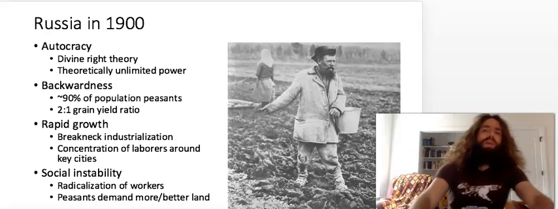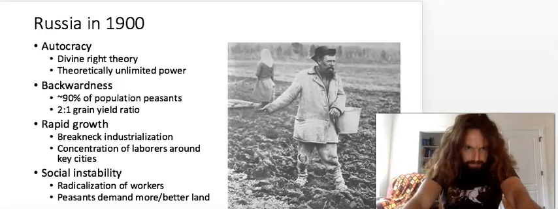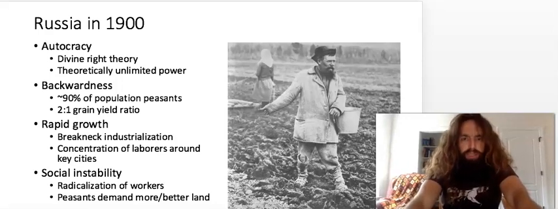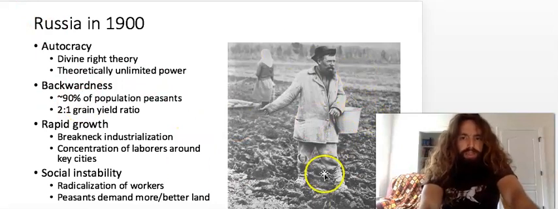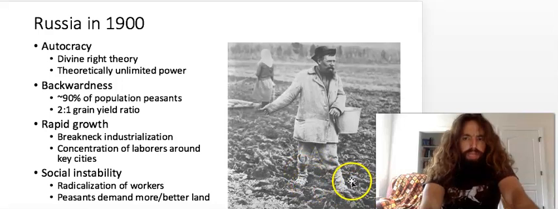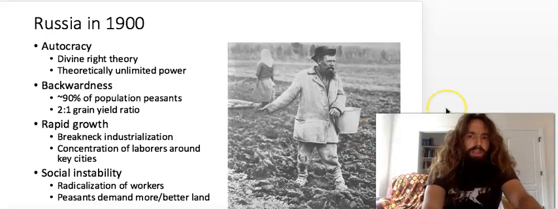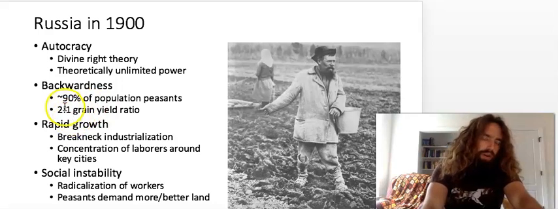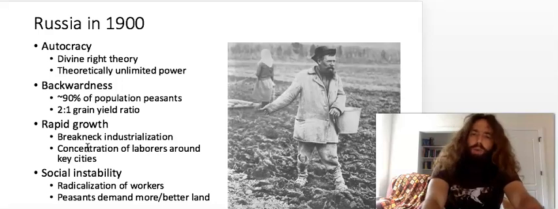So, second, the Russian economy in 1900 was wildly backwards. Almost 90% of their entire population were peasants. People like this. People who still farmed with wooden implements and still wore felt boots, aka thick socks, rather than actual shoes because they were so impoverished. Russian peasants used more or less medieval techniques of agriculture, and the grain yield of Russian agriculture was a measly 2-to-1. That is, for every one seed you planted, you got two back, which is just wildly inefficient.